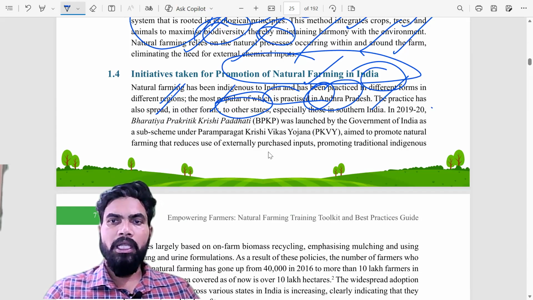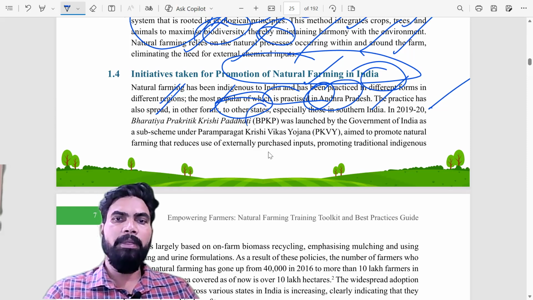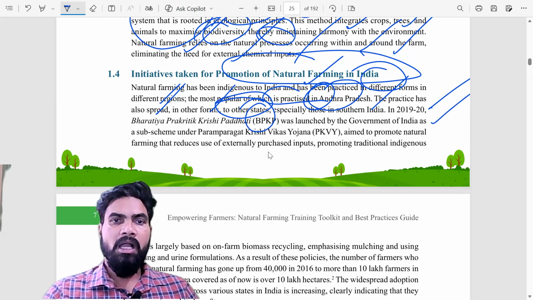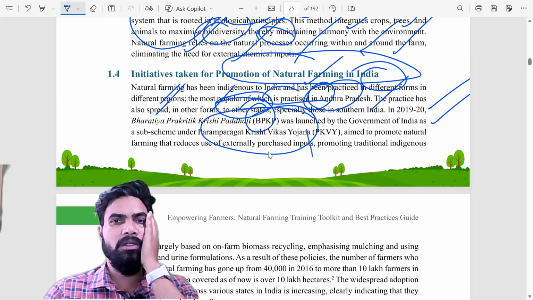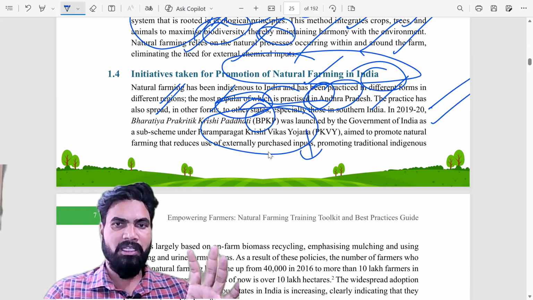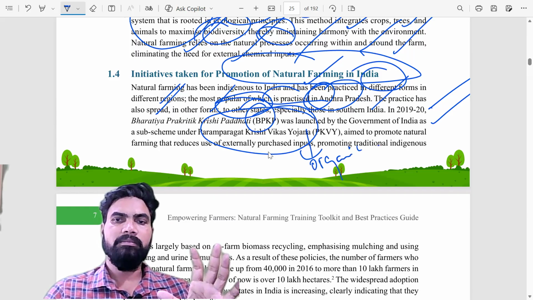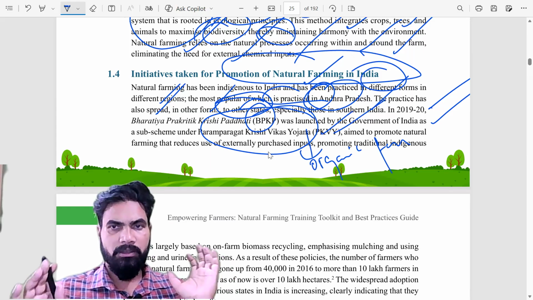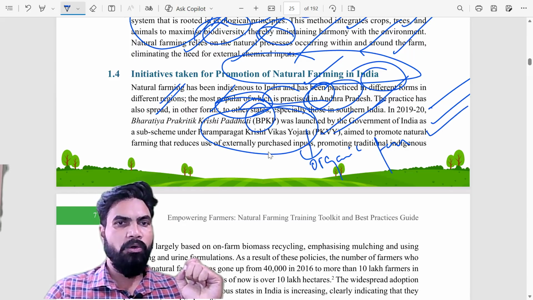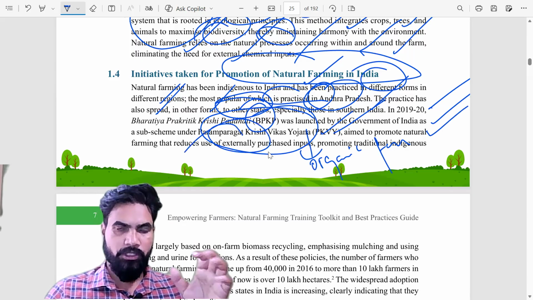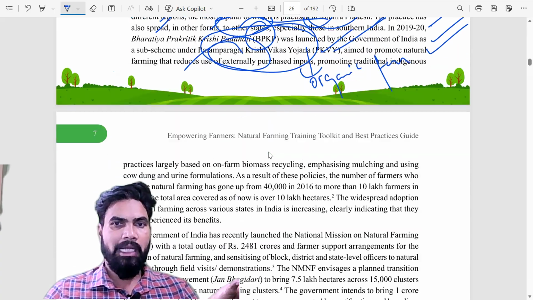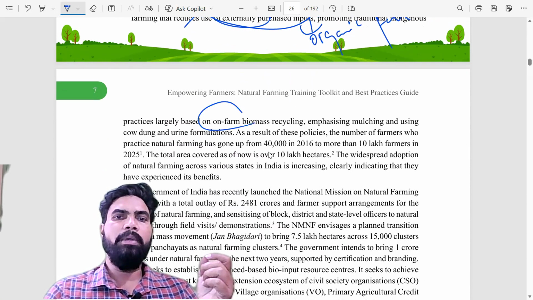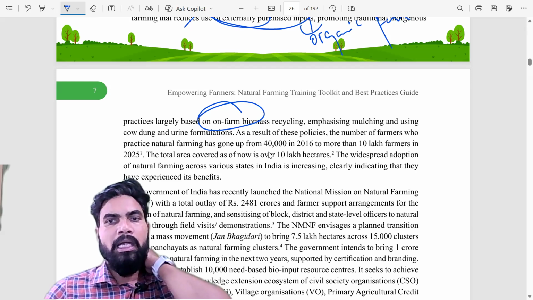Then in 2019-20, Bharatiya Prakritik Krishi Paddhati, BPKP, was launched by the Government of India as a sub-scheme under the Paramparagat Krishi Vikas Yojana. Don't be afraid of this phrase, it is nothing but organic farming, an organic farming mission. This mission aims to promote natural farming that reduces the use of externally purchased inputs, promoting traditional and indigenous practices, largely based on on-farm biomass recycling and emphasis on mulching.